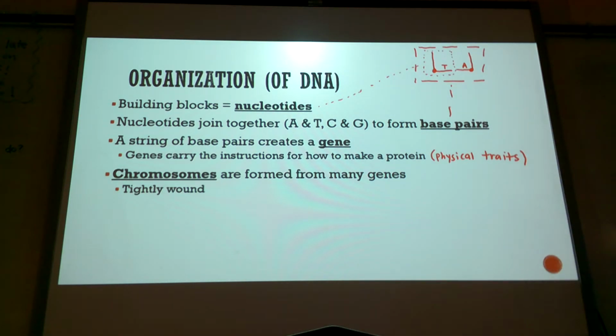How many chromosomes do you have? 46. Where did you get them from? From your parents. That's that heredity piece.